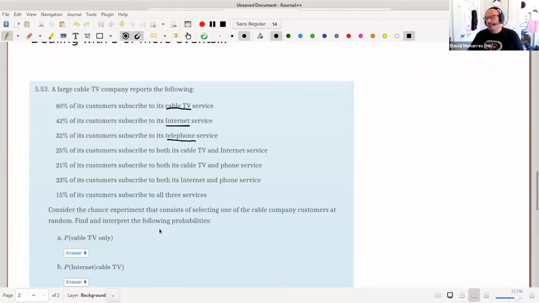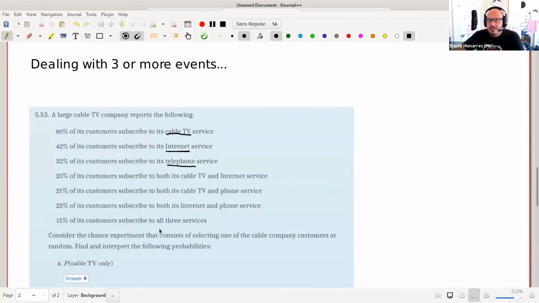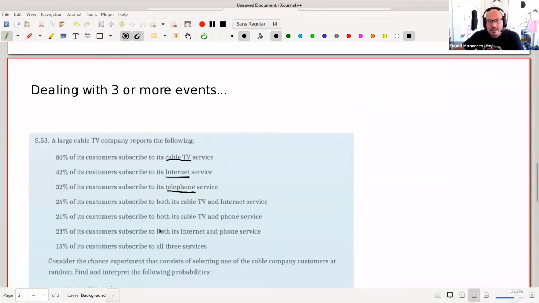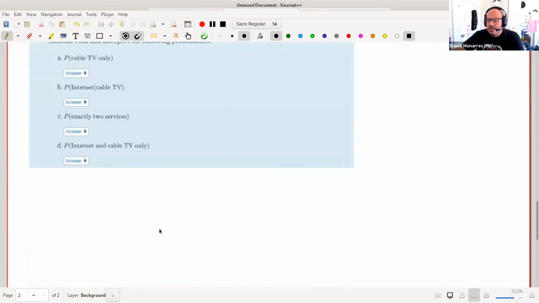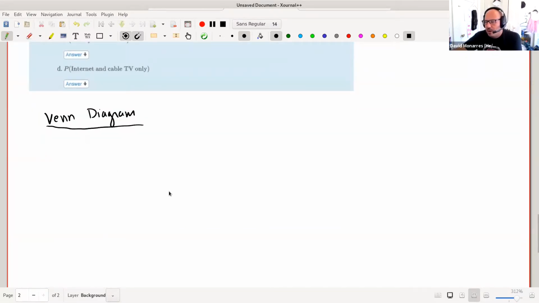So the question then becomes, how do we summarize this so that we can do a fairly similar process as we did earlier? And the answer is that we're going to use a Venn diagram instead of a two-way table. We could have technically done what we were doing with a two-way table with a Venn diagram for the prior problems, but I don't think it would have made as much sense.